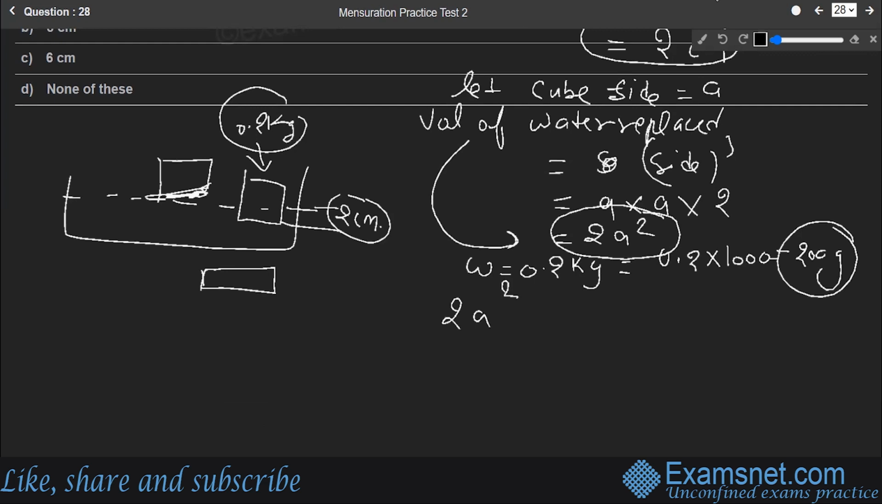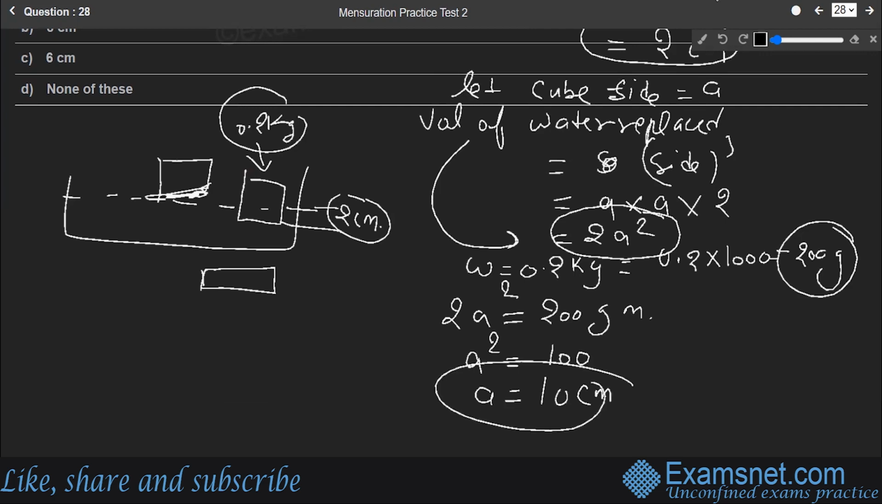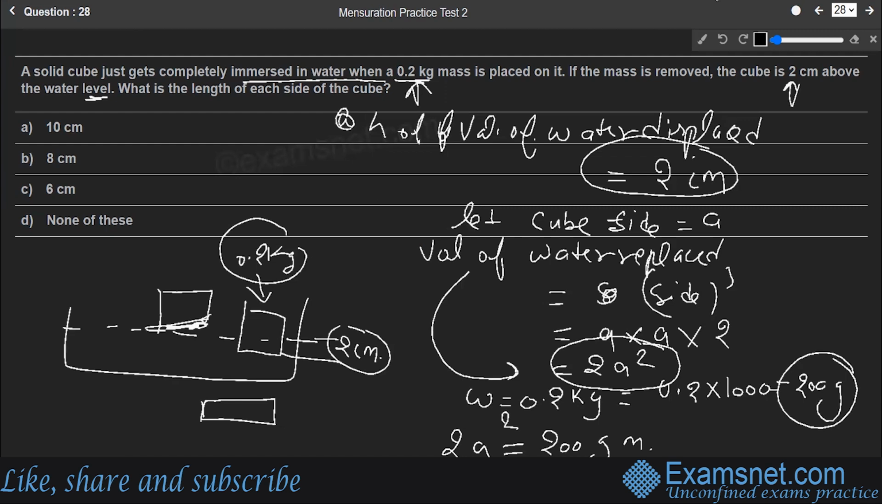So this 2a square is equal to 200 grams, and we can find out the a value. a square is 100, so a is simply 10 centimeters. That is the side of the cube over which the weight of 0.2 kg was kept. The side of the cube has come out to be 10 centimeters.